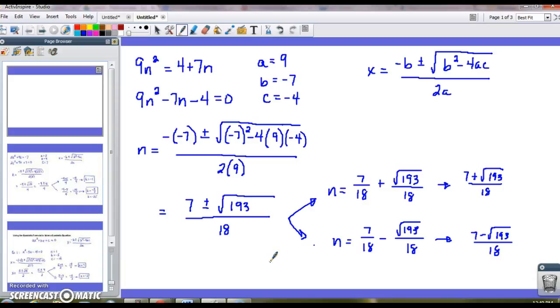So those are three different examples of using the quadratic formula, how you go about using it, how you plug everything in, and then reducing it at the end.